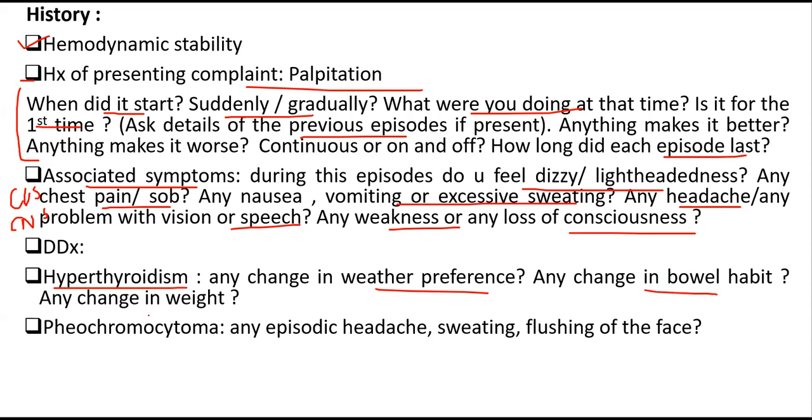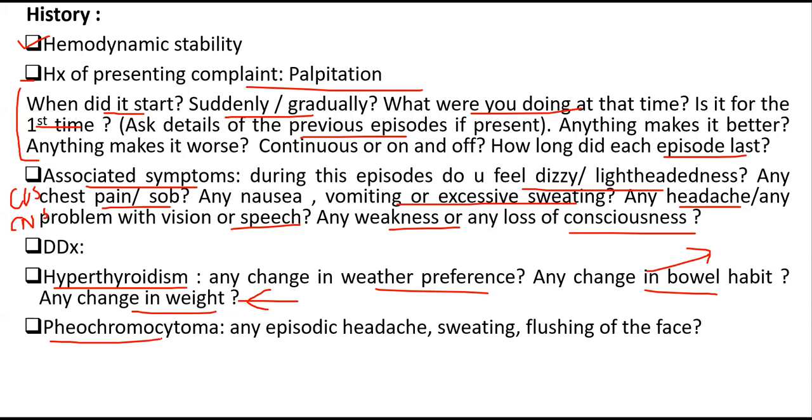Any change in your bowel habit, any change in your body weight. A hyperthyroid patient will have diarrhea and loss of weight. They say that I'm eating a lot, so I have an increased appetite, but still I am losing body weight. So that's a classic picture for hyperthyroidism.